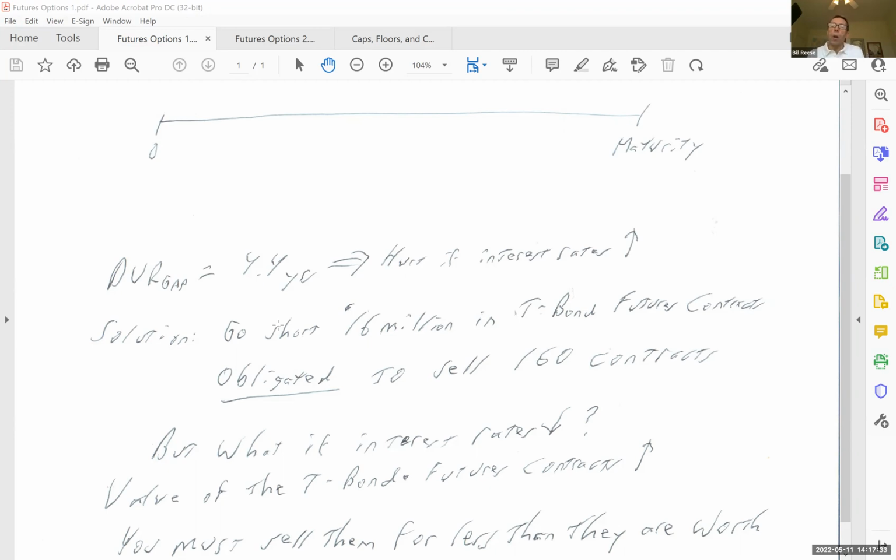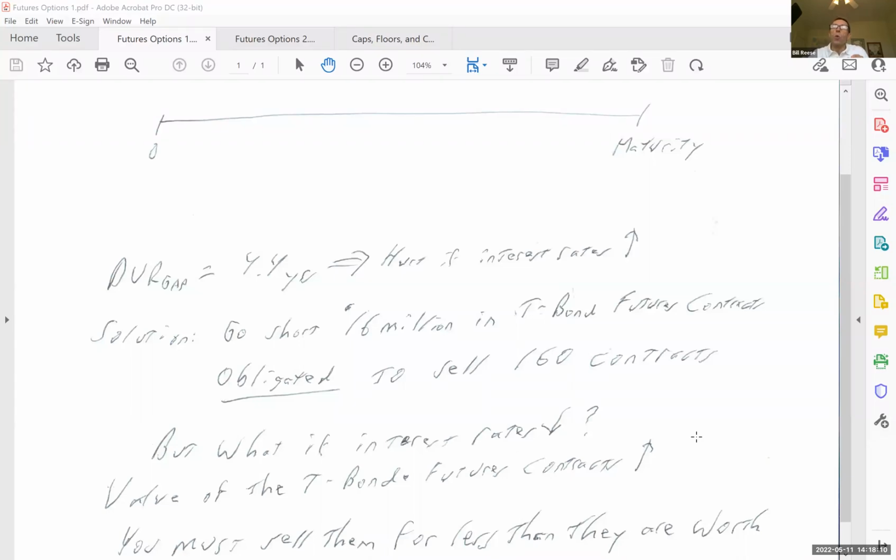What this means then is you are obligated to sell 160 contracts at maturity, okay, when the delivery date is. Of course, you can close out the position, but you're under an obligation to be able to sell 160 contracts. Okay, well, that's going to hedge you if interest rates go up. But what happens if interest rates go down? If interest rates go down, the value of the Treasury bond futures contracts are going to go up. And now you're going to have to sell them for less than they are worth.